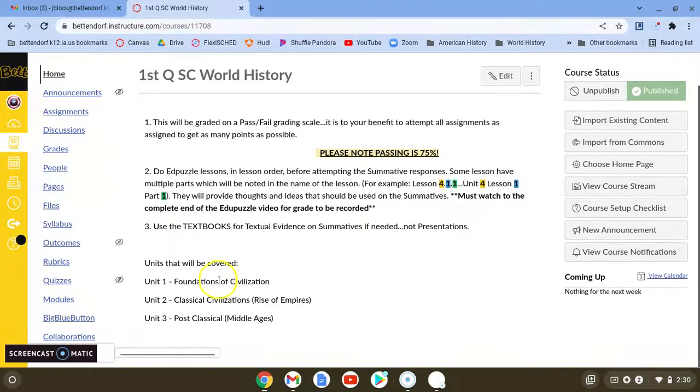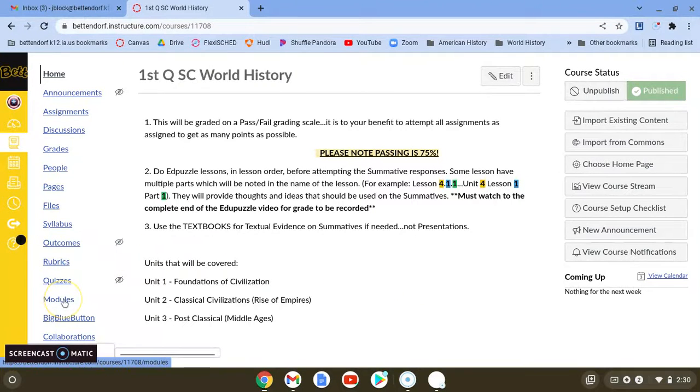So in this first quarter, you're going to be talking about Unit 1, the foundations of civilization, so early man. Unit 2 is going to be classical civilizations, so we're talking about the Greek, the Roman, and the early Chinese. And then we're going to get into Unit 3, which is post classical, and this is going to be mostly the Middle Ages. So you're going to talk about Europe, the Muslims, the Japanese, the Mongols, which is pretty interesting stuff.